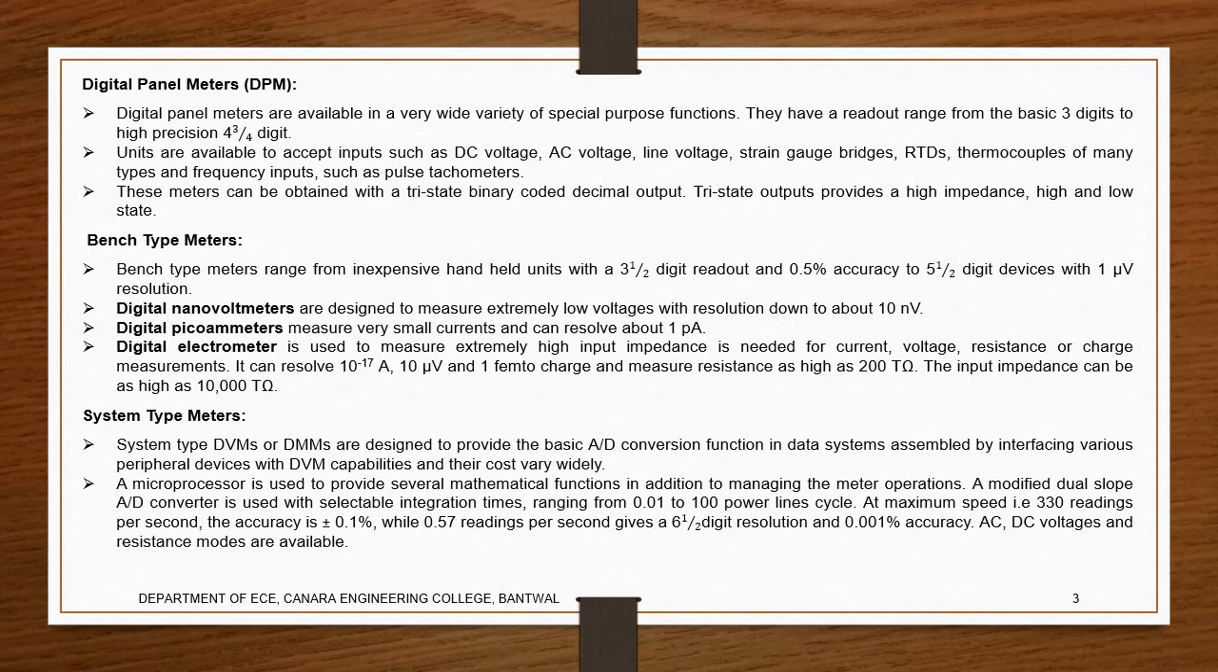At maximum speed, 330 readings per second, the accuracy is plus or minus 0.1 percent, while 0.57 readings per second gives a 6.5 digit resolution and a 0.001 percent accuracy for the 6.5 digit resolution. For AC, DC volt and resistance modes are available.